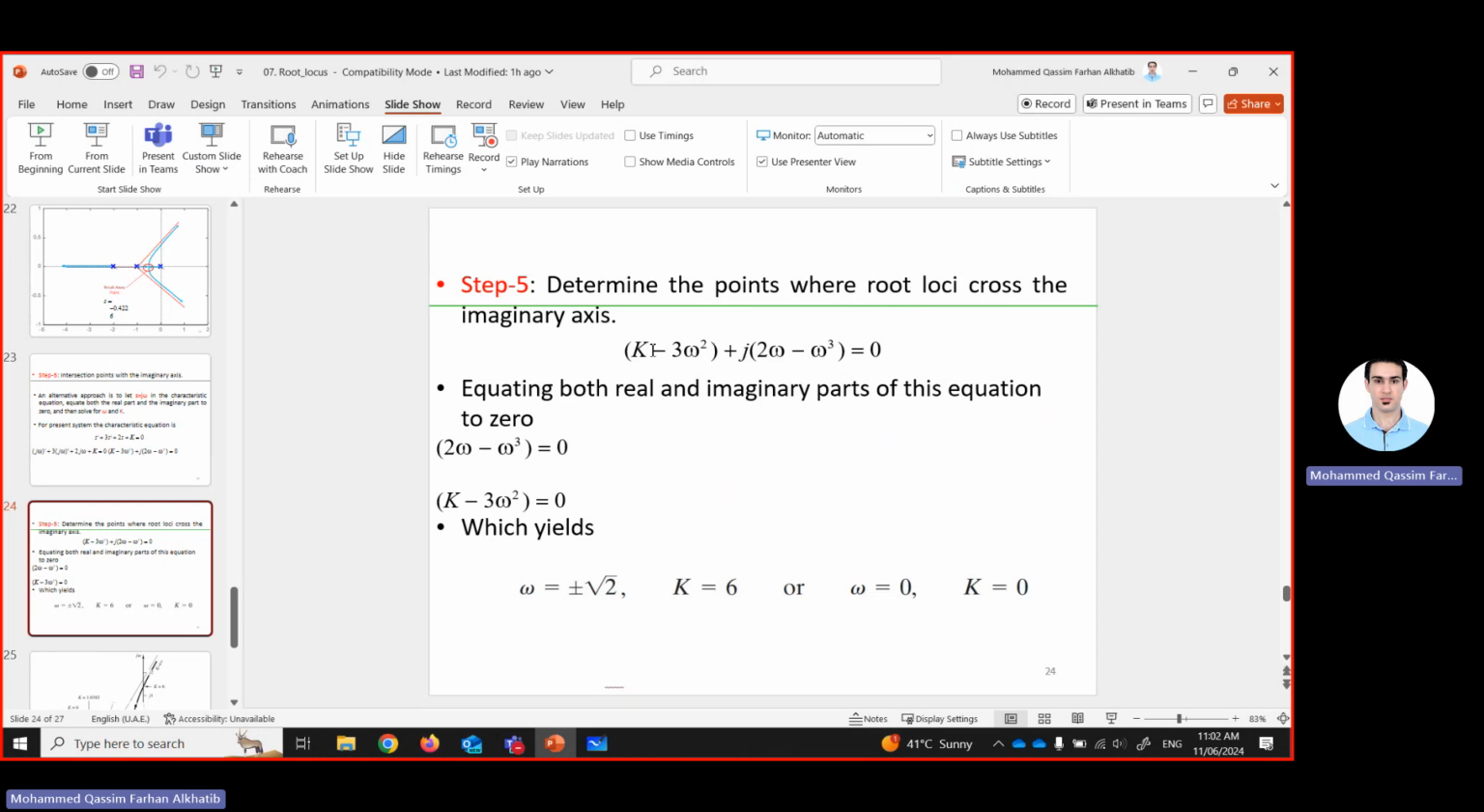They took the general k, which gives k minus 3 omega square, j 2 omega minus omega square. I think how they did it, which yields equating both real and imaginary parts of this equation to 0. Okay, so he made it 0. So how to make this value 0 at omega? When k equals 6, this value will become interesting. Yeah, how did he determine this value? So this one's straightforward, but this one I think was from trial and error. That's my assumption. But why did he make the assumption?